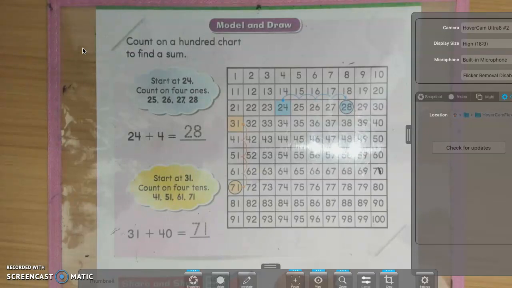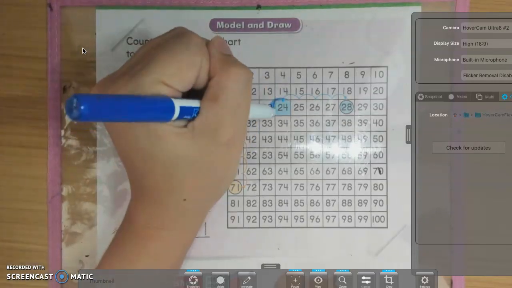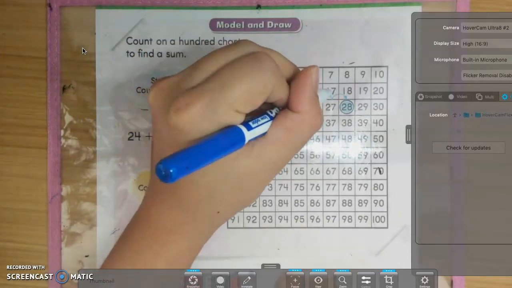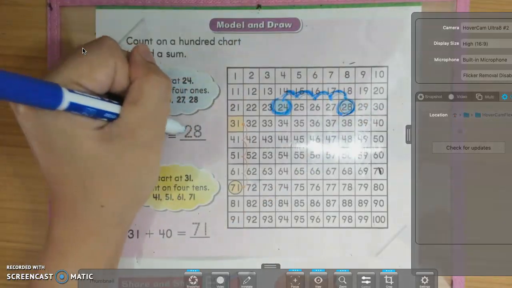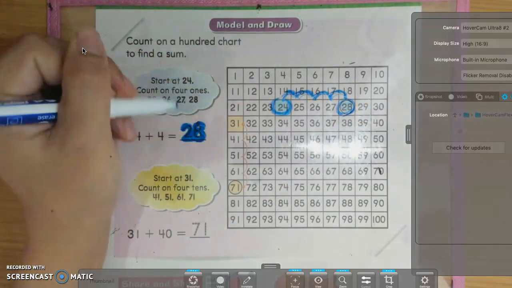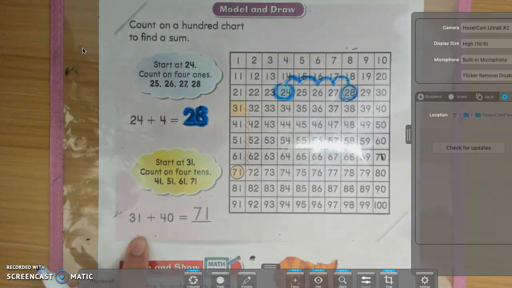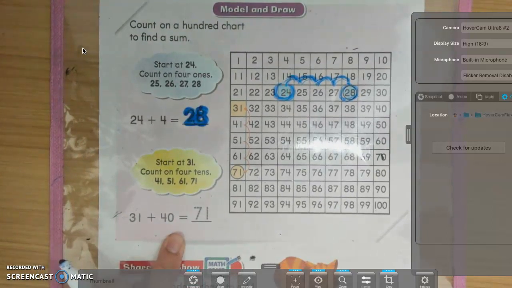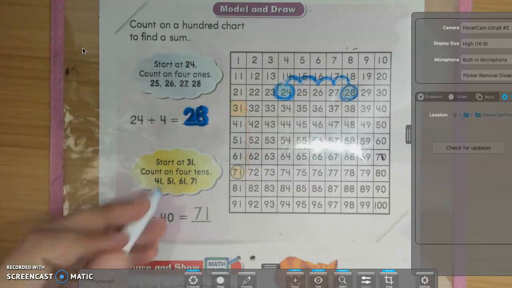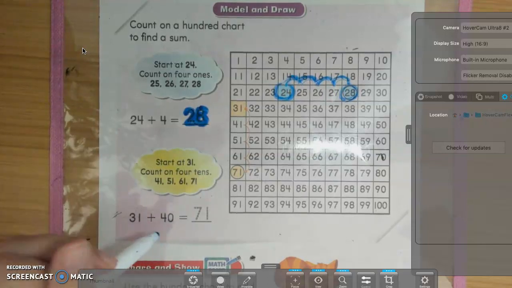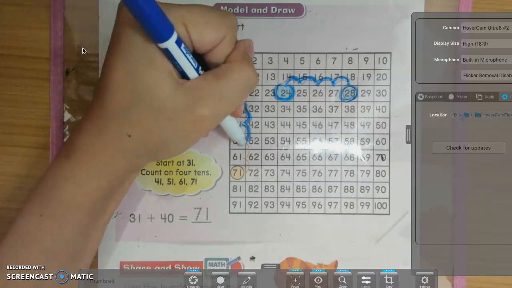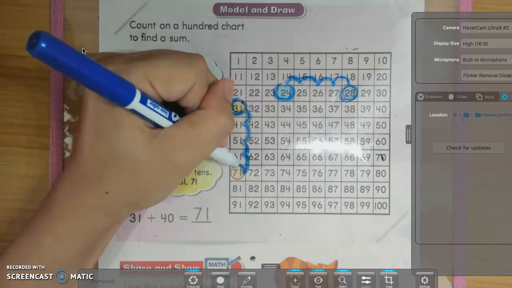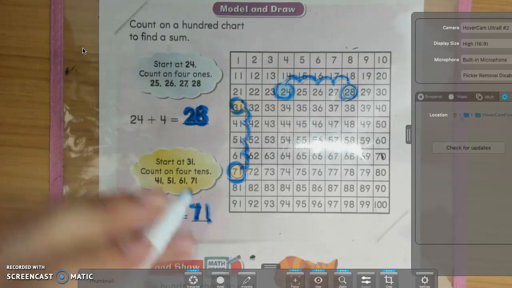So 24 plus 4, so they did the same thing I did on the front. They circled the first number and counted on 1, 2, 3, 4, and they got the sum as 28. And for the next one, they were adding by tens. So it started with 31, and they added 4 tens or 40 to get the sum. So they started at 31, they count 4 tens. 1 ten, 2 tens, 3 tens, 4 tens. And I got the answer as 74.